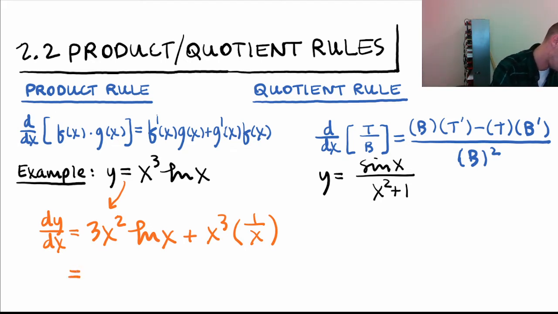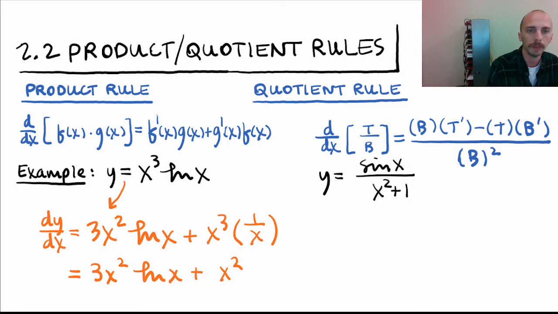But if we needed to match this up to some answer choices or something, we would probably need to apply a little bit of algebra and say x to the 3rd divided by x, that's just going to be an x to the 2.